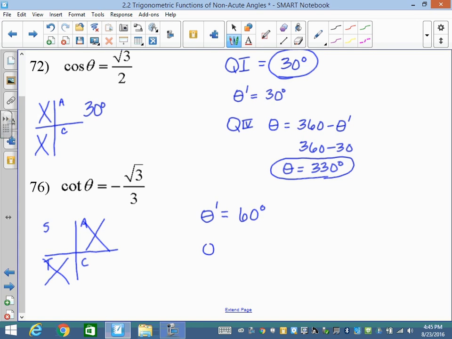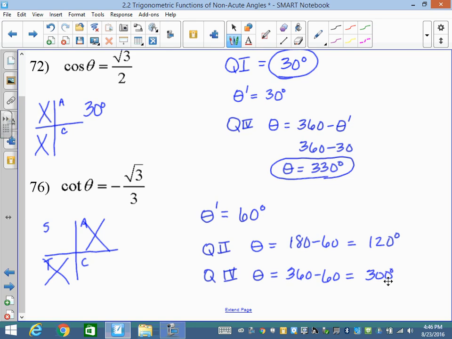So quadrant 2, to get to quadrant 2, theta equals 180 minus 60, which is equal to 120 degrees. And in quadrant 4, theta equals 180, I'm sorry. Let's reset. I'm looking at the words above me. 360 minus 60, which gives me a 300-degree angle. And there are your 2 answers there.